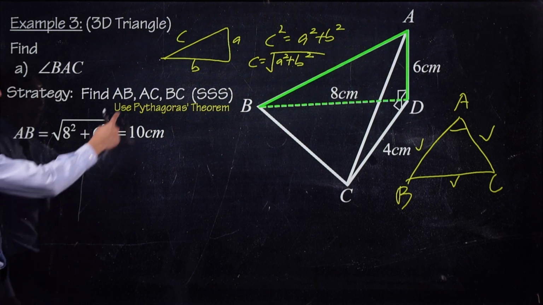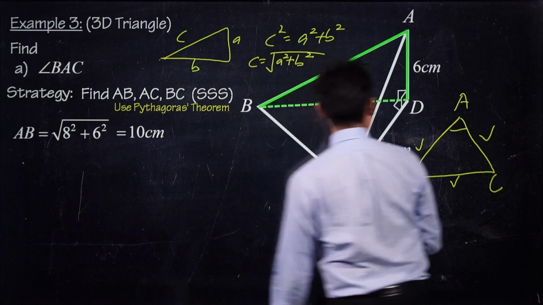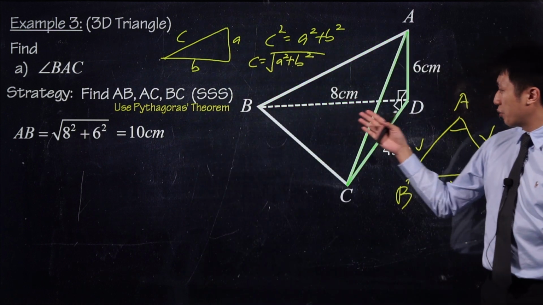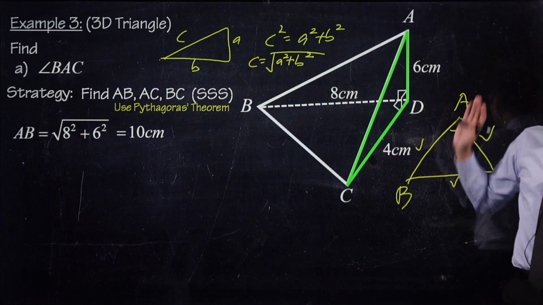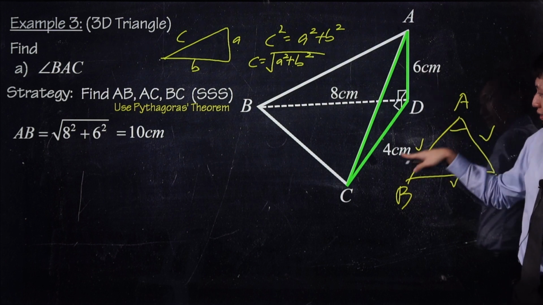Second one, we find AC. You can try yourself. AC, we make use of which triangle? This triangle. This is the right triangle, so this is the side, this is the side.